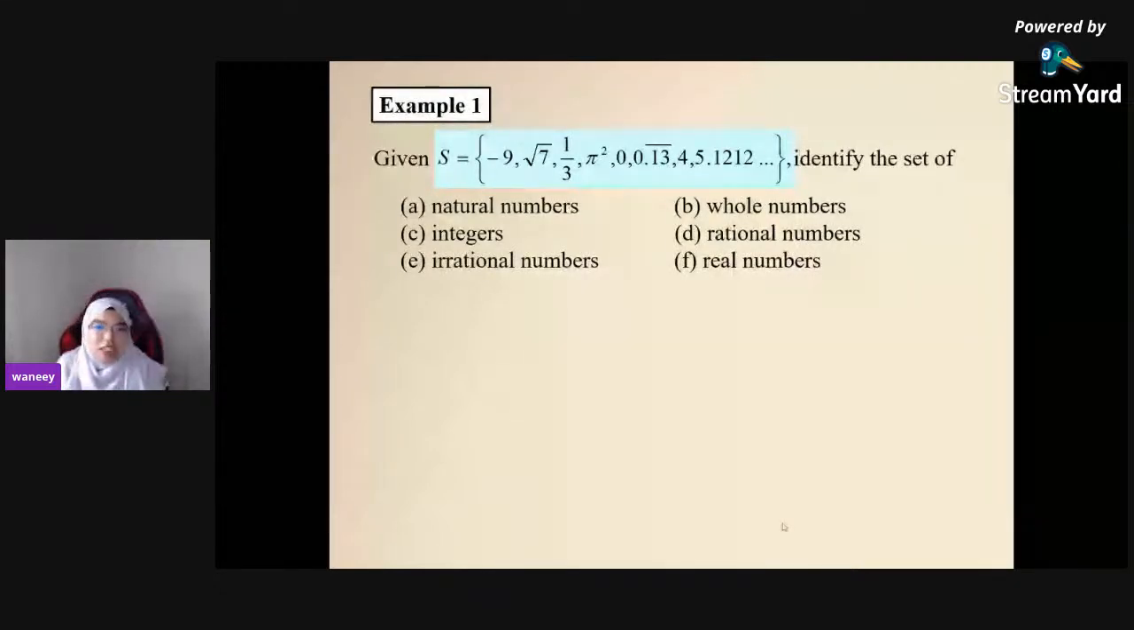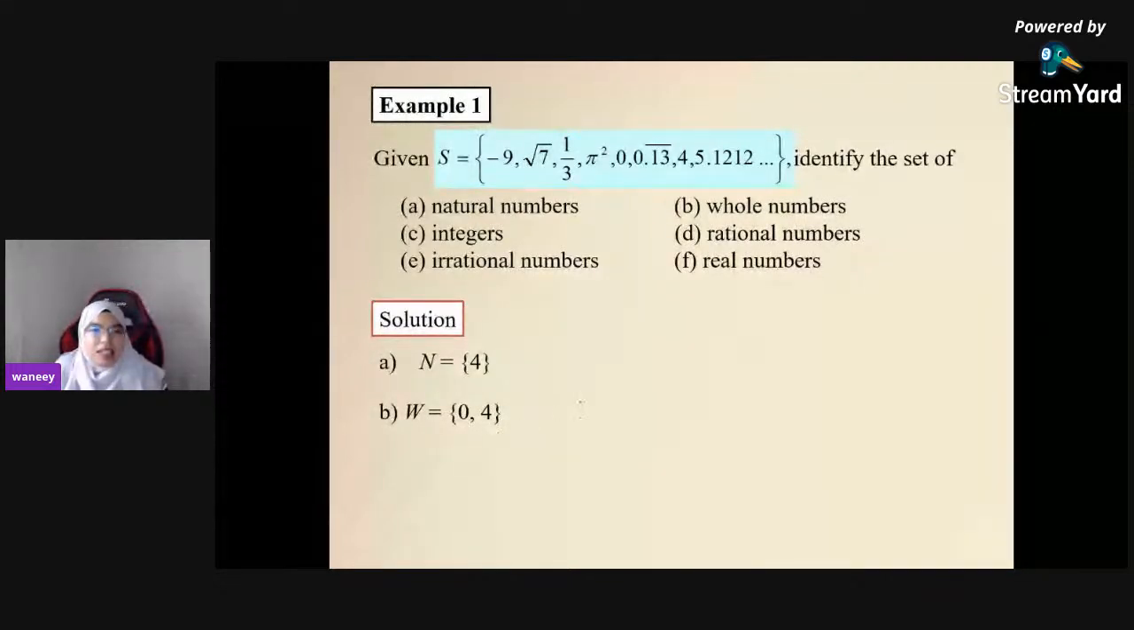Okay, so now natural number. Natural number is definitely something positive. So definitely not this one. There's only one natural number over here, which is 4. So only one of them, 4. B is the whole numbers. So whole numbers is actually natural number plus 0. So I do have 0 over here. So 0 and 4. So those are the whole numbers.